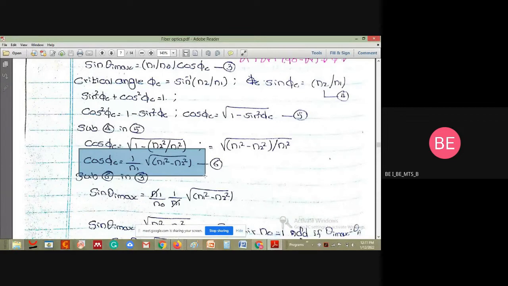Can you follow up to this equation number 6? Can you follow what I'm saying? Yes, ma'am. Yes. So, let me continue then. What is the next step we need to do?